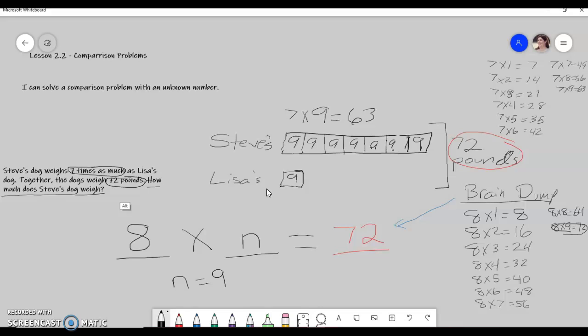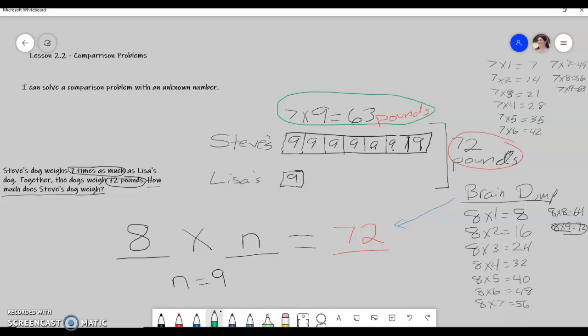So 7 times 9 is 63. So how much does Steve's dog weigh? Steve's dog weighs 63 pounds. And there you have it. There's your answer. Steve's dog is 63 pounds. Let me just circle my answer because we have so much work posted.